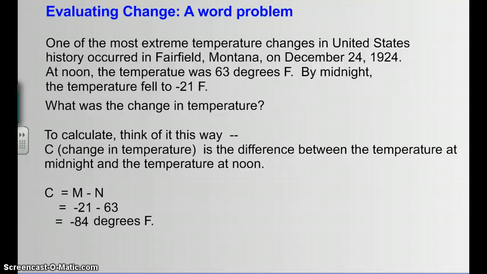Right? So to calculate it, think of it this way. C, the change in temperature, is the new temperature minus the old temperature. In this case, it's the difference between the temperature at midnight and the temperature at noon. So midnight minus noon. I used M for the midnight temperature and N for the noon temperature. So I get negative 21, the midnight temperature, minus 63 degrees. So the change was negative 84 degrees.